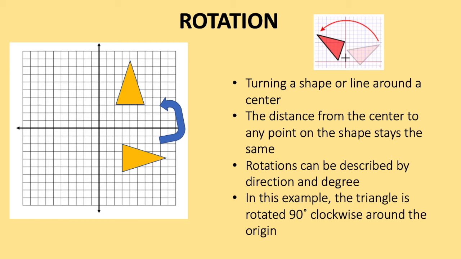Rotations can be described by both the direction and the degree. So the direction will either be counterclockwise or clockwise, and the degree will most likely be 90 or 180. The easiest way for me to think about this is that if the object is rotated 90 degrees, it will be rotated into one of the quadrants surrounding the quadrant that it originated in. If it is rotated 180 degrees, it will be rotated into the quadrant opposite of the quadrant it originated in.